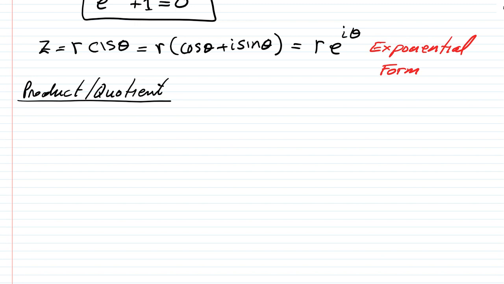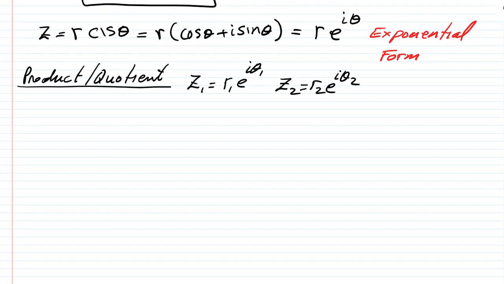So on the product side, first I need to define a couple of complex numbers. Let z1 be r1 e to the i theta 1. Let z2 be r2 e to the i theta 2. So I have two possibly distinct, meaning different, unique complex numbers. They could be the same also, but in general, that's not the assumption. So how do I multiply them? Well, I'm going to multiply the first complex number times the second complex number, right?